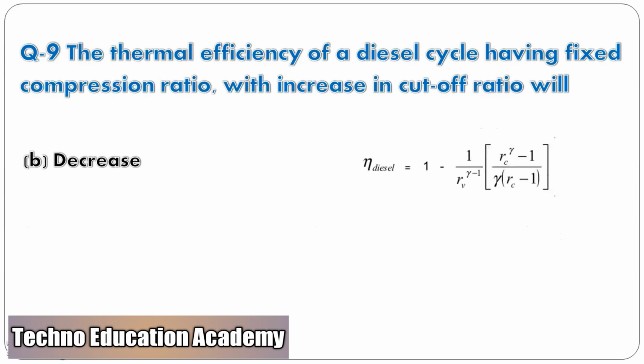We know the efficiency of the diesel cycle. Here RV means cutoff ratio and RC means compression ratio. In the question, the thermal efficiency of a diesel cycle has a fixed compression ratio, so RC remains fixed while RV will change. The thermal efficiency will decrease because in the denominator on the right hand side the value of RV will increase. So the total value of this term will decrease, and it will be subtracted from 1. Finally, the diesel cycle efficiency will decrease.